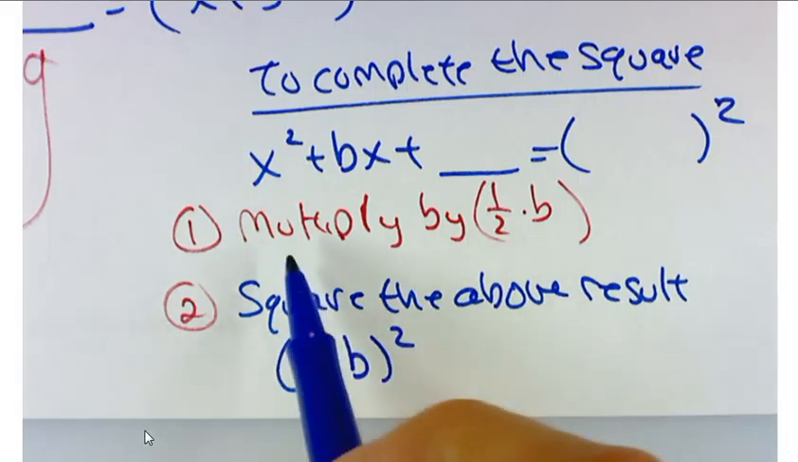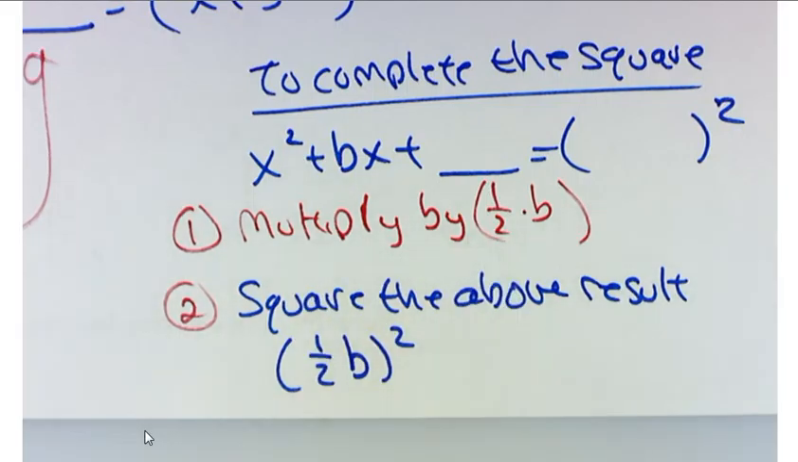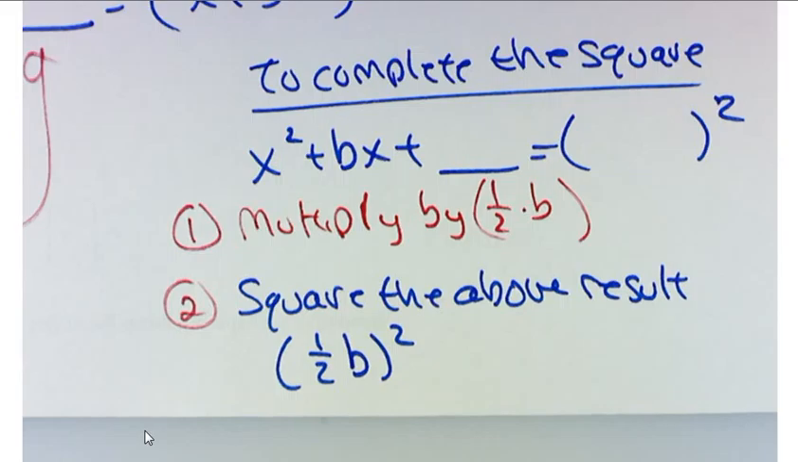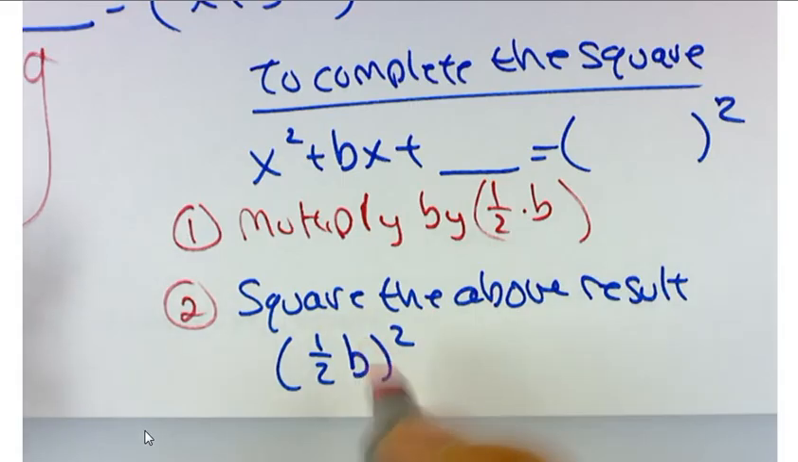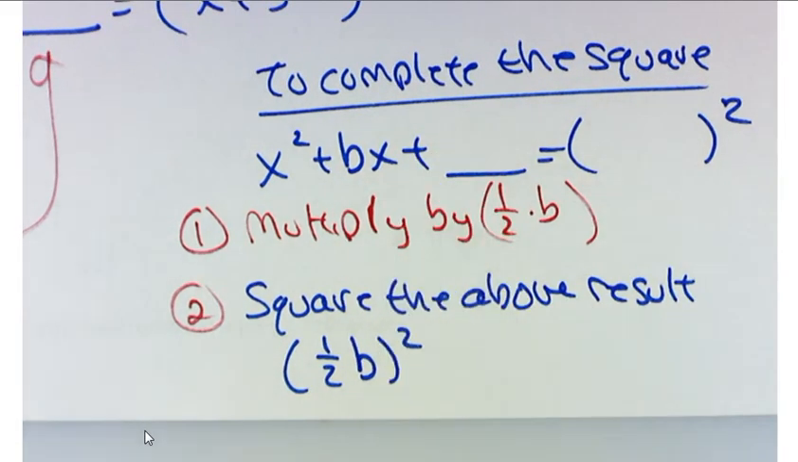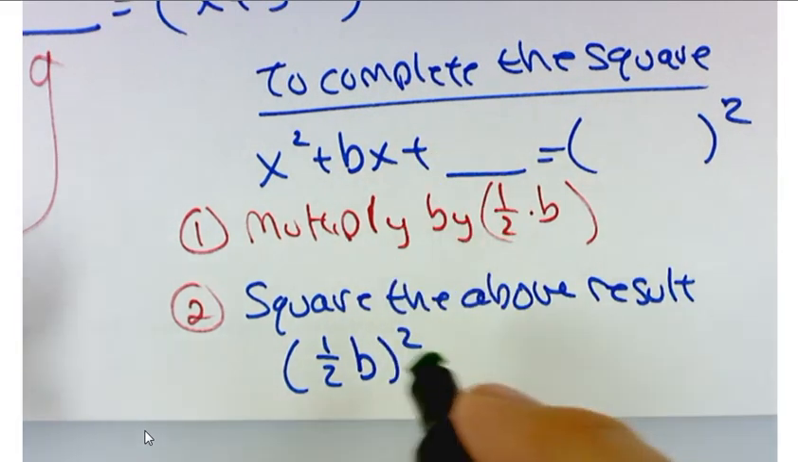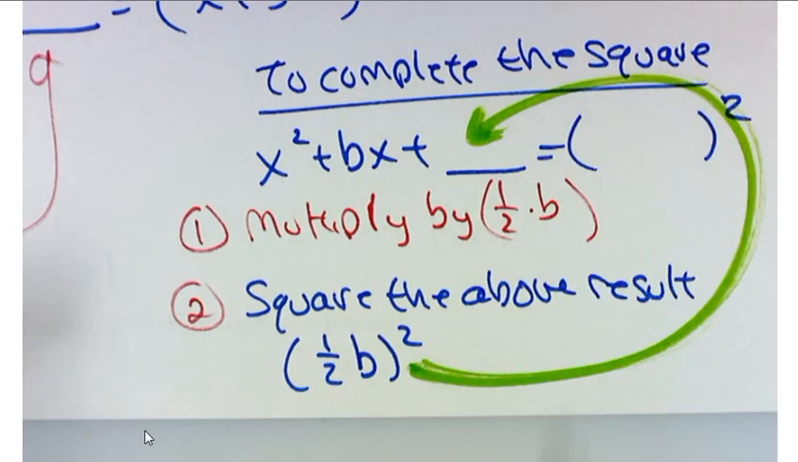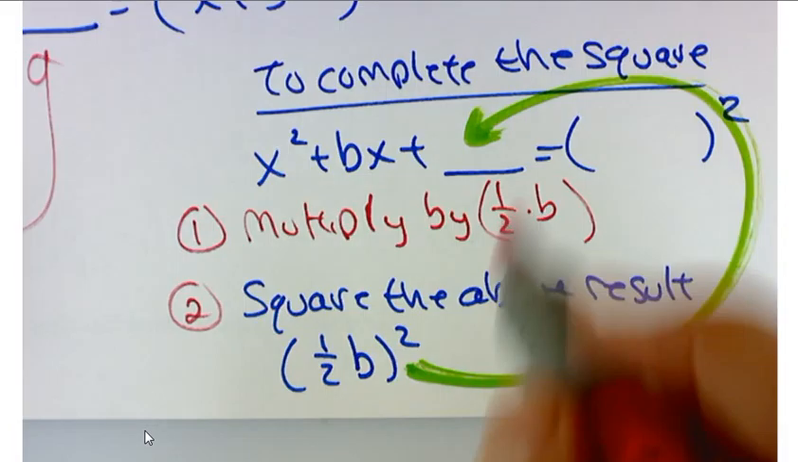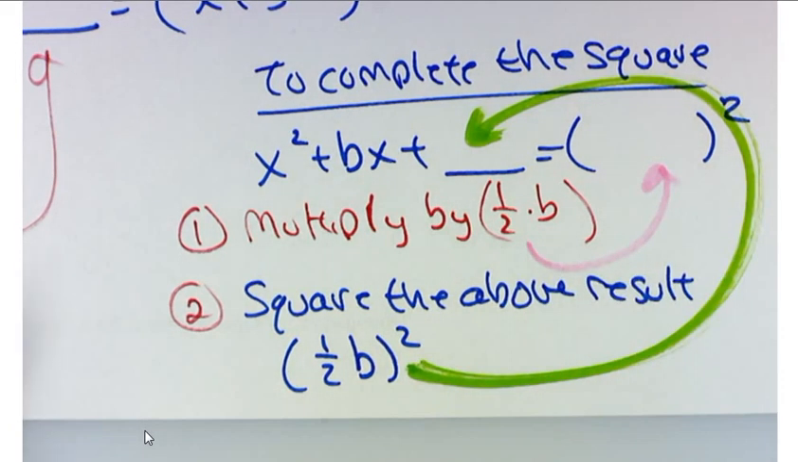You could also think of this as dividing by 2. There is a little bit of a convenience to think of it as multiplying by 1/2, but either way works. Now, the 1/2 b squared term is going to go right here. So that's going to help you fill in this. And then this part actually helps you fill in this.